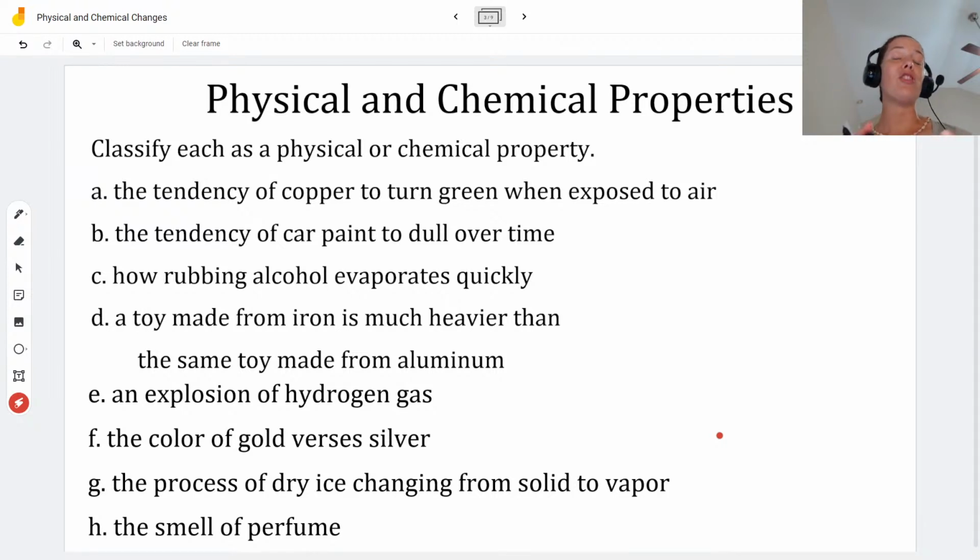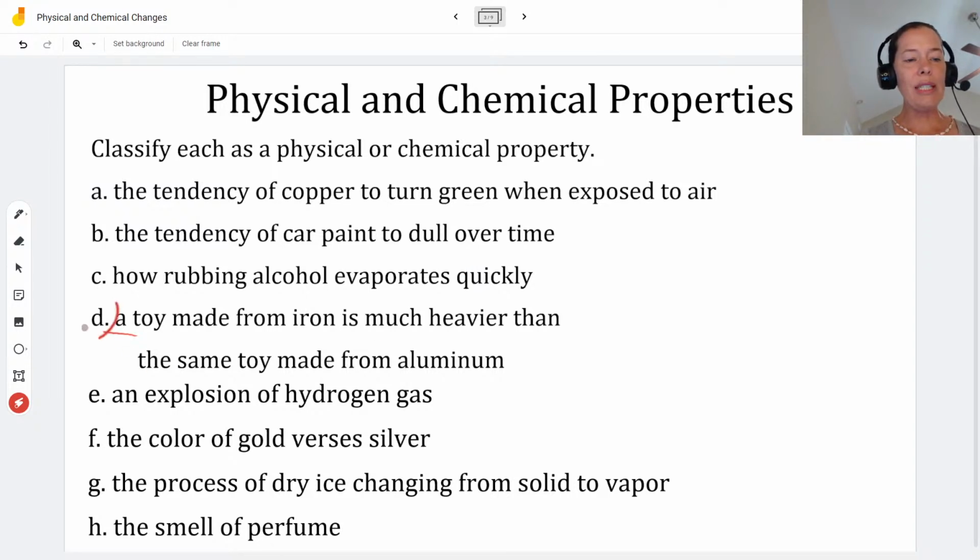Is the substance changing? Rubbing alcohol in that situation is on your skin as a liquid, but then it evaporates and becomes a gas. However, the chemical bonding in that rubbing alcohol does not change. So evaporation, and generally all phase changes, are going to be physical properties because you're not changing the substance itself. Okay, let's keep on going.